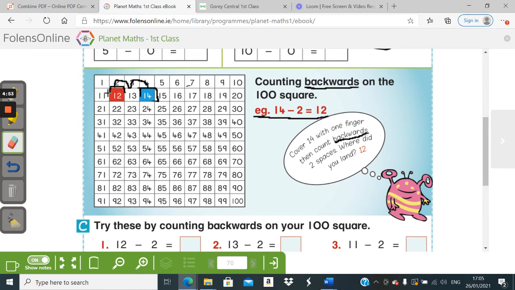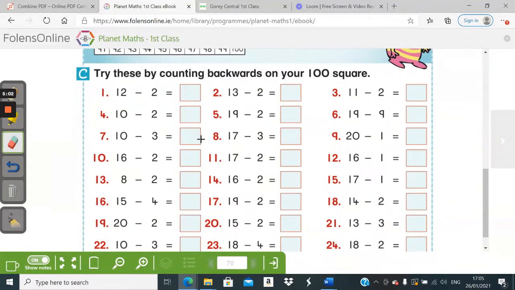Okay, I'll rub that out. It's a little bit annoying that they've already coloured in 2 of them red and blue. I like my 100 square to be nice and clear if possible, but we will be okay.